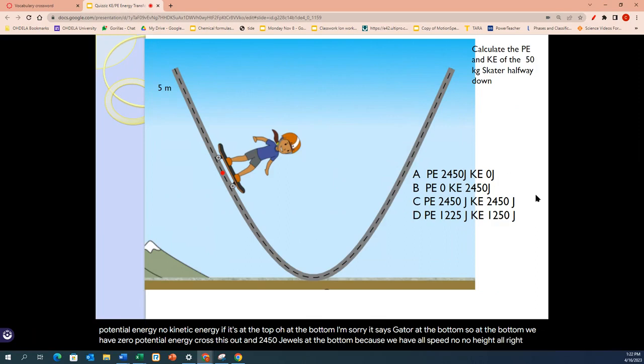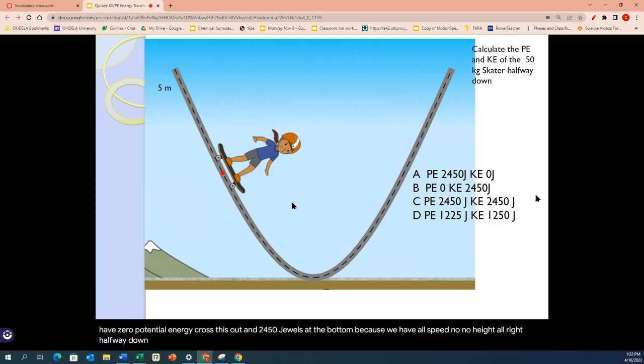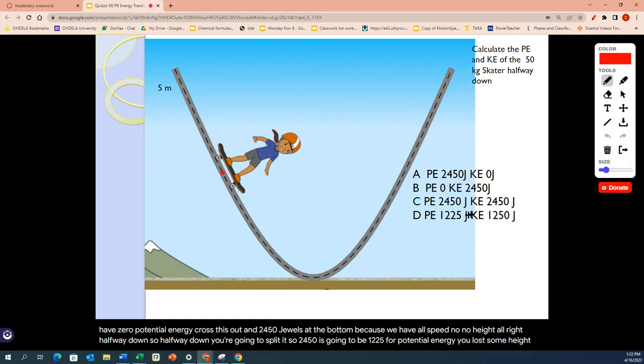All right, halfway down, you're going to split it. So 2,450 is going to be 1,225 for potential energy. You lost some height and you've gained some speed. So we have D here.